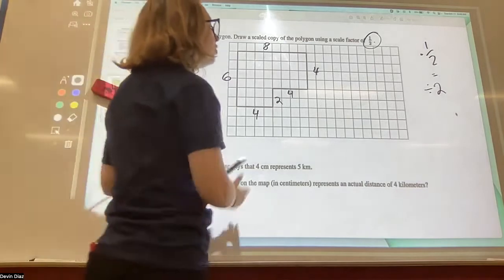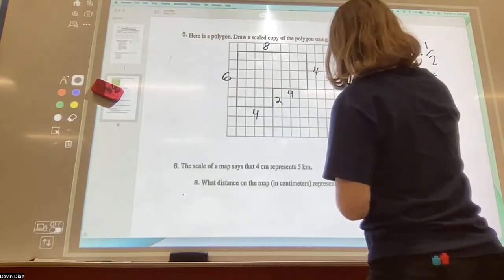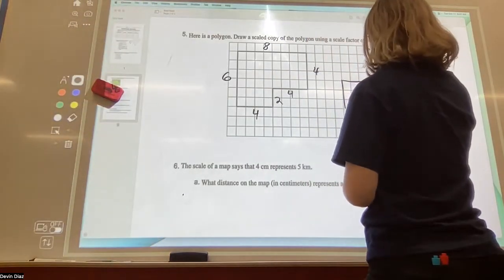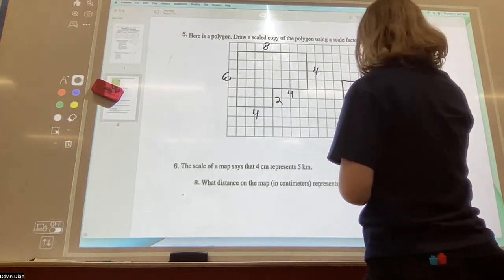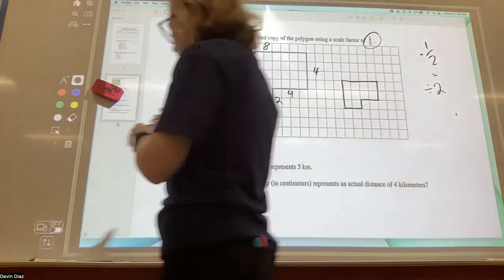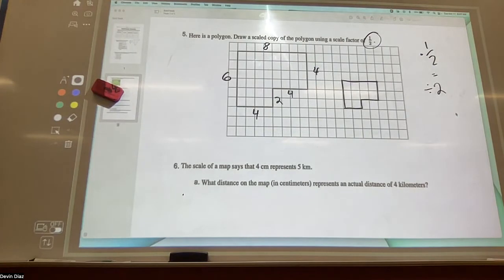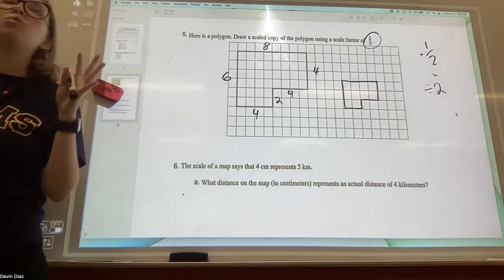So if I were to redraw this, I would get 3, I would get 4, I would get 2, I would get 2, I would get 1, and I would get 2. Just by looking at it, does that look the same as my original shape just scaled? That's a good indicator that that's the correct answer, that it looks the same when it's scaled.